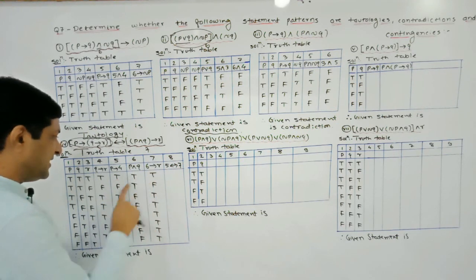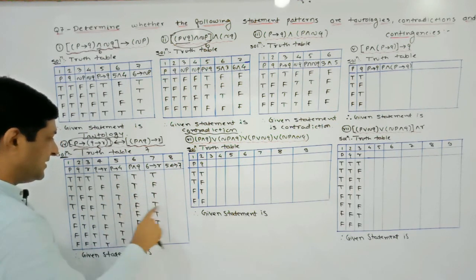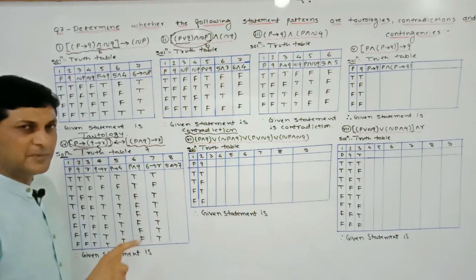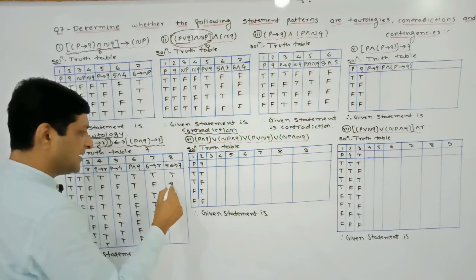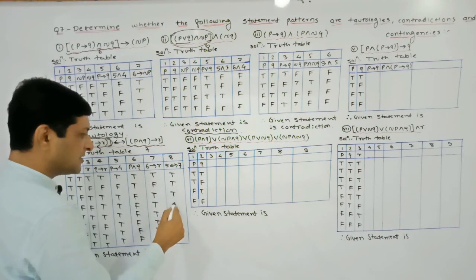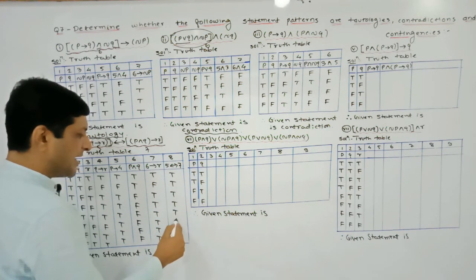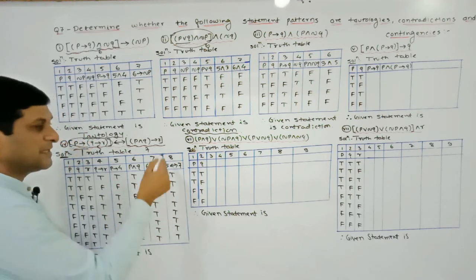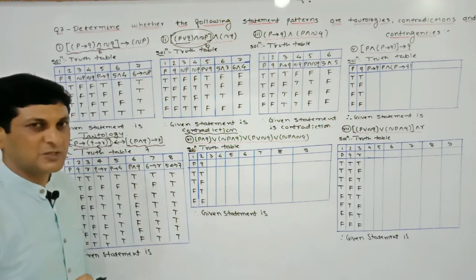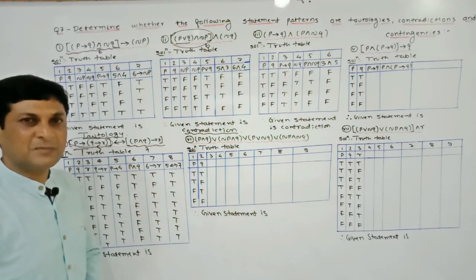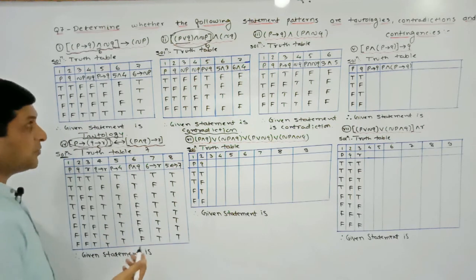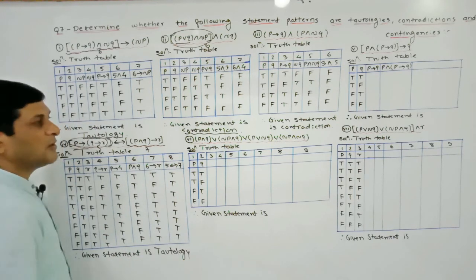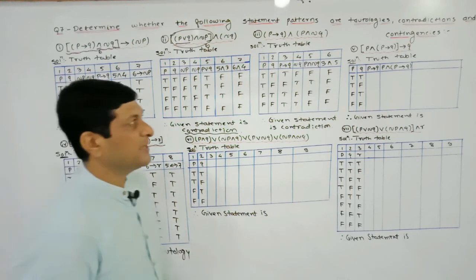So here TT, FF, TT means truth values are identical. So in every case, what result we are getting? True. We know that double implication is true if truth values are identical, and here in every case truth values are identical. That's why we can say that double implication is what? True. And since this statement is always true, we can say that it is what? Tautology.